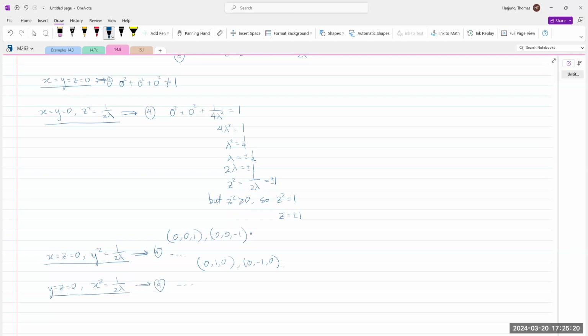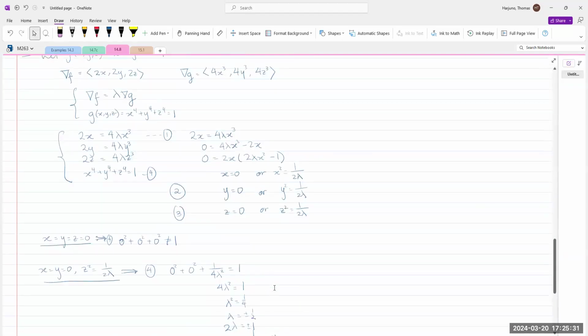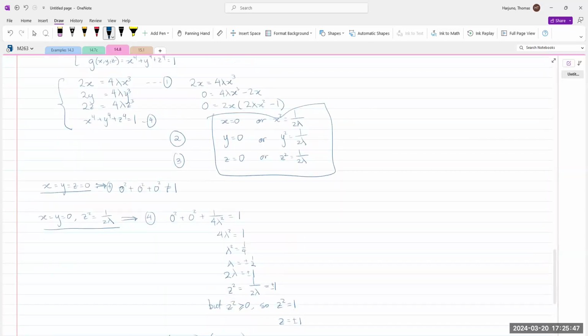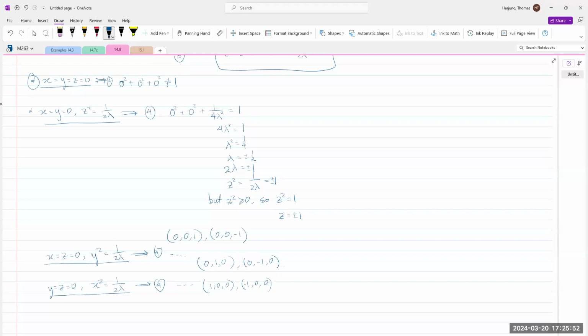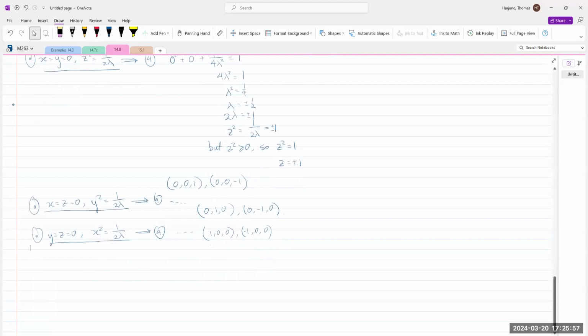We will get the critical points (1, 0, 0) and (-1, 0, 0). Okay, so going back to this, you need to find all possible combinations that make this true. If all of them are zero, if two of them are zeros, we already dealt with that, right? If two of them equal zero, there are three ways. What if only one of them is zero?